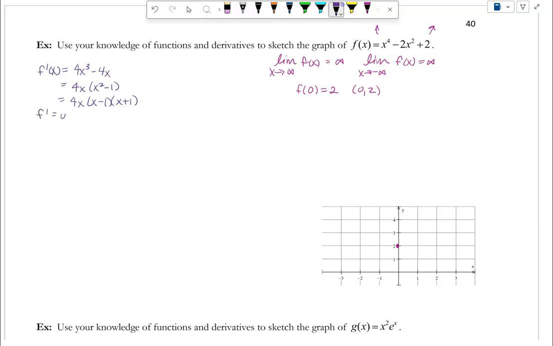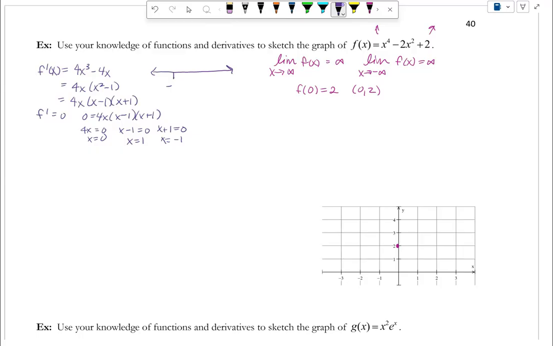So when I set my first derivative equal to 0, using the zero product property, I'm going to get the solutions that if 4x equals 0, x equals 0. If x minus 1 is equal to 0, x equals 1. And if x plus 1 is equal to 0, x equals negative 1. So I'm going to make a number line, like I have been, because we're looking for relative mins and maxes, or we could think of just looking for intervals of increase and decrease. Both of those will help us graph here.